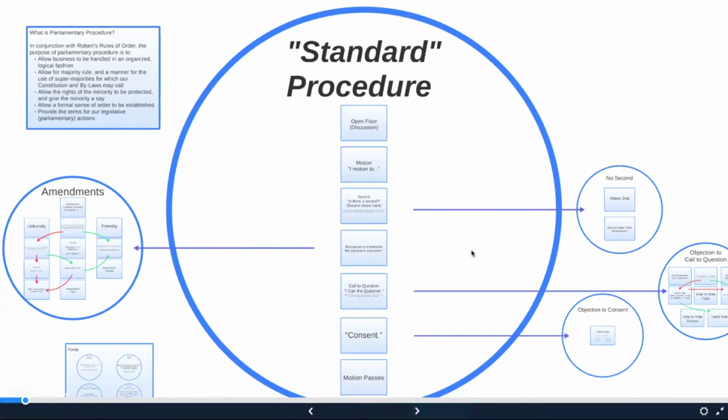There's a second. We are now in discussion. Call question. Question has been called. Is there an objection to call to question? Consent.